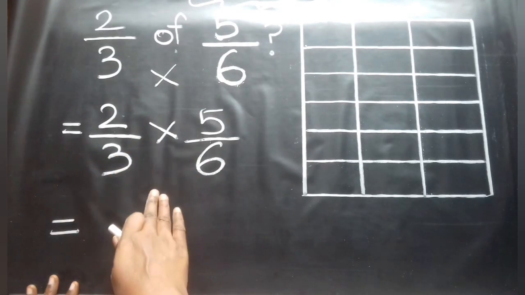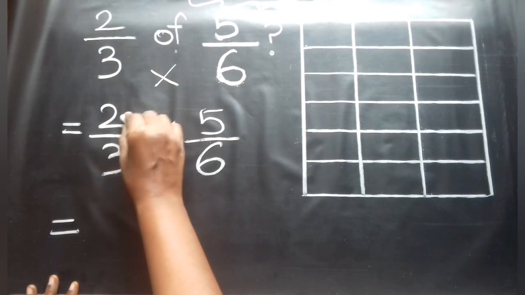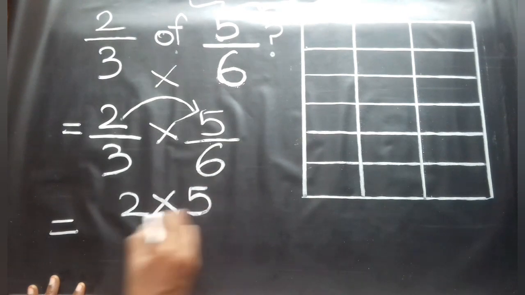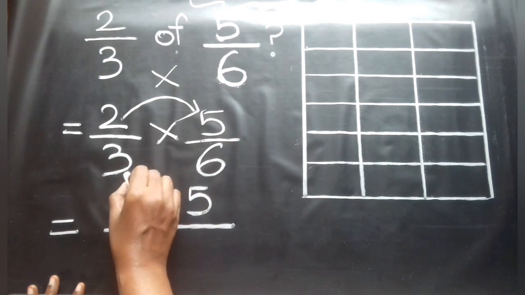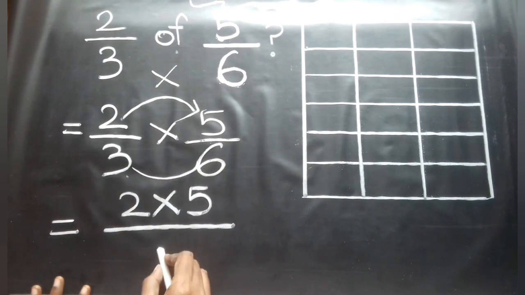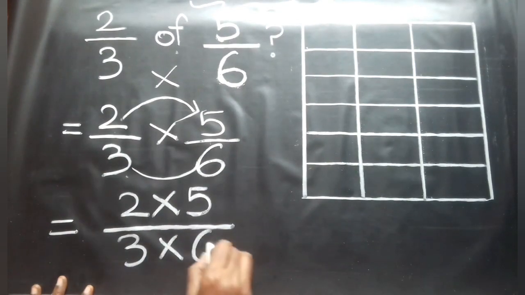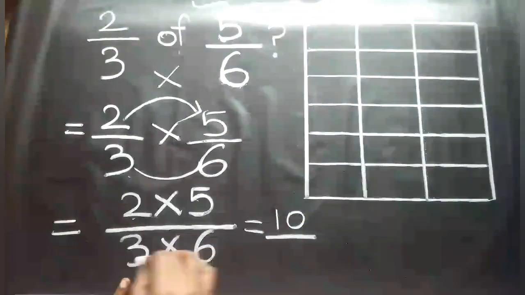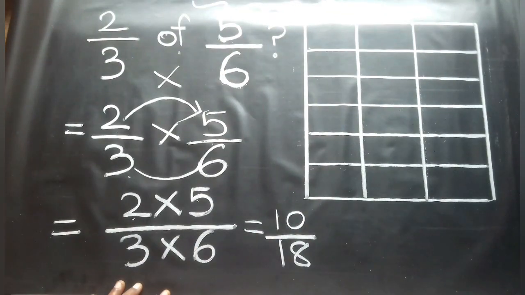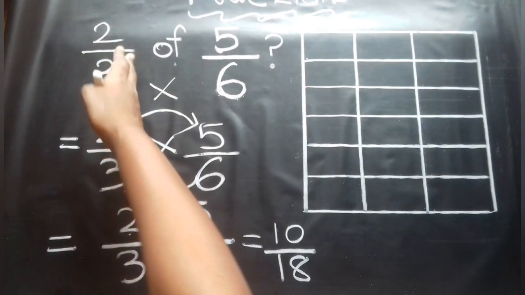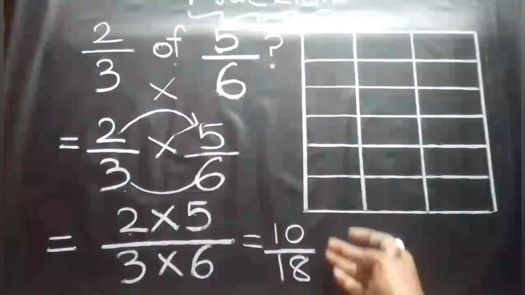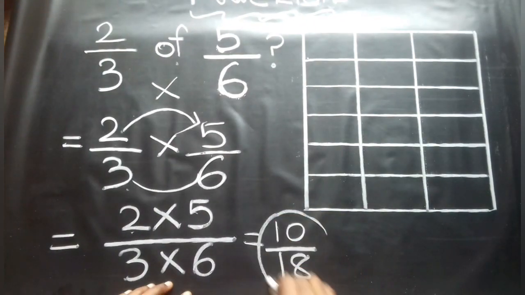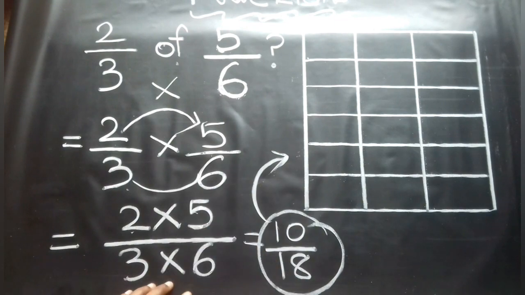Next step is you need to multiply the numerator of the first fraction with the numerator of the second fraction. So 2 times 5, divided by the denominator of the first fraction with the denominator of the second fraction, which is 3 into 6, equals 2 into 5 is 10 divided by 3 into 6 is 18. The question is, what is 2 by 3 of 5 by 6? It's 10 by 18.